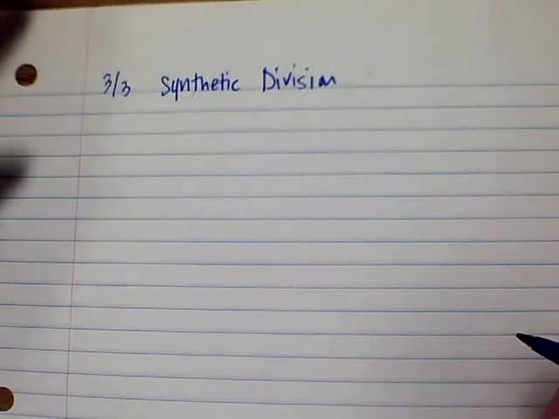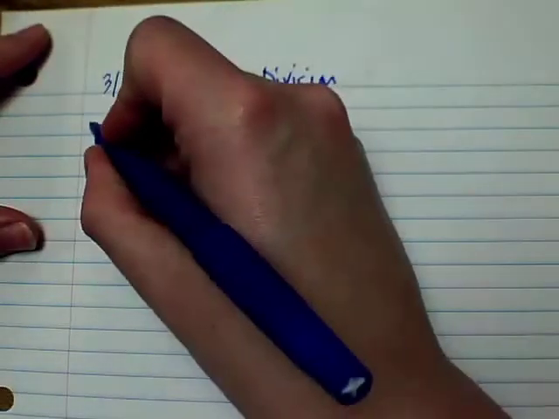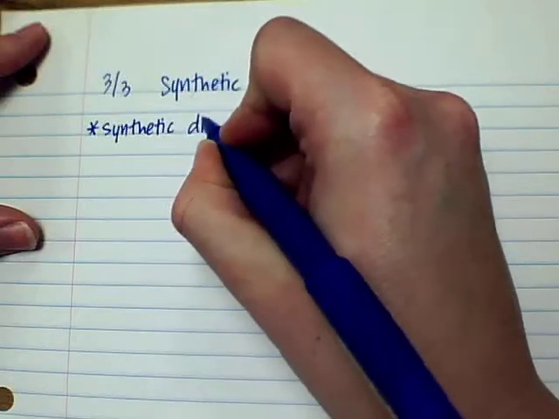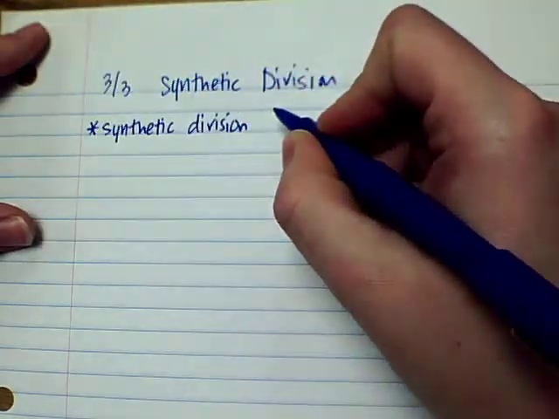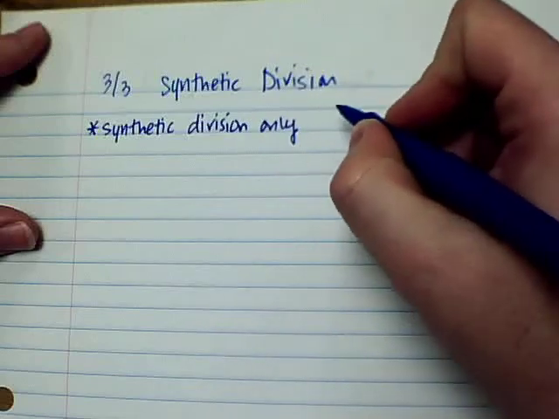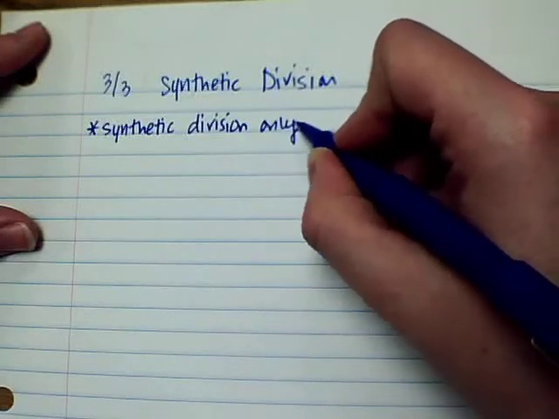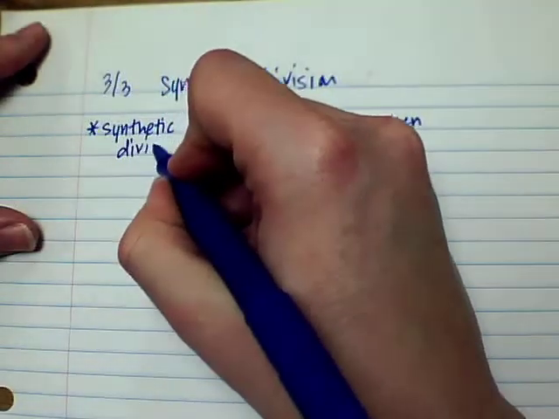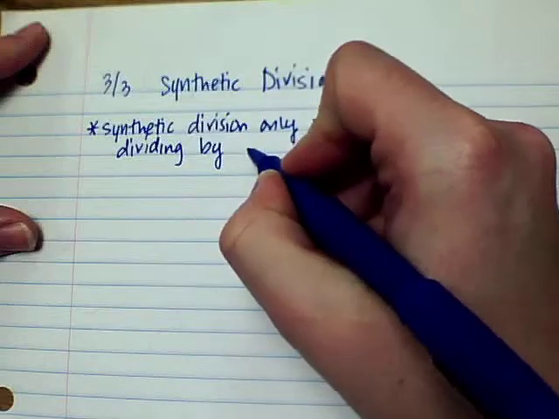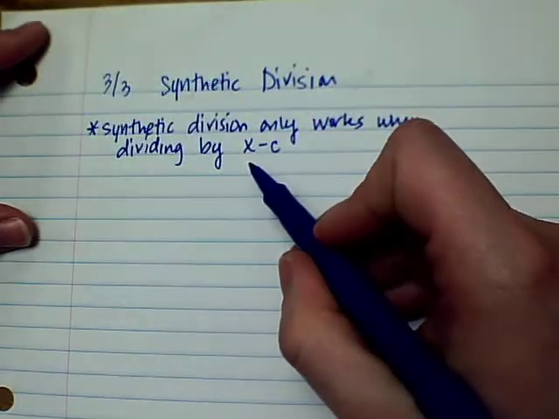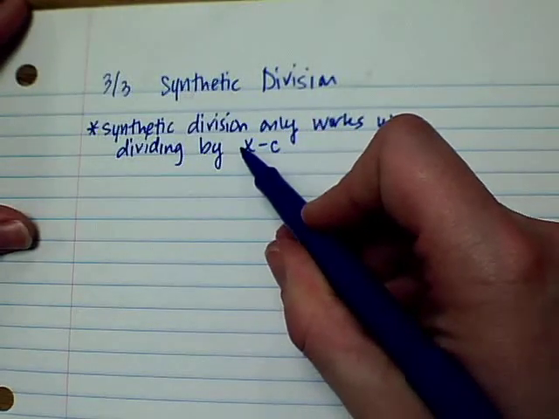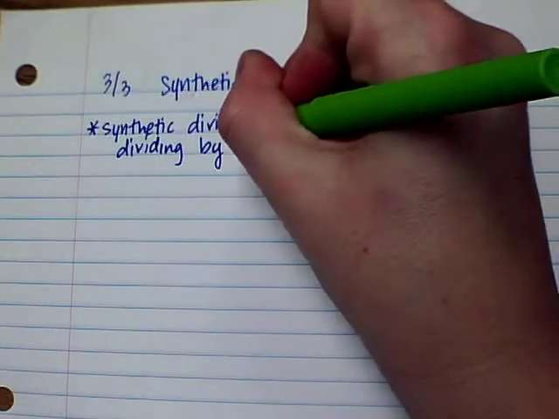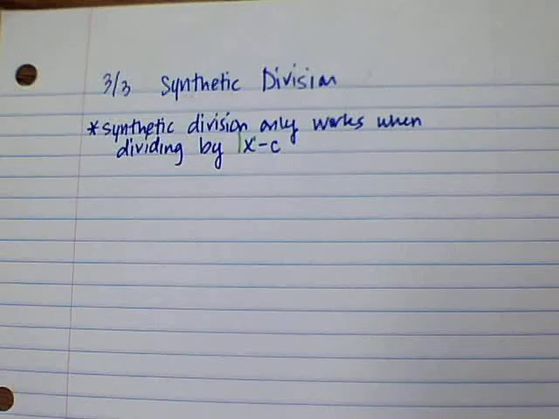Alright, so today we are looking at synthetic division. Synthetic division is used specifically when you are dividing by a factor of x plus c. So it needs to be a linear factor with a slope of 1, exponent of 1. So these two things need to be 1 for us to be able to use synthetic division.